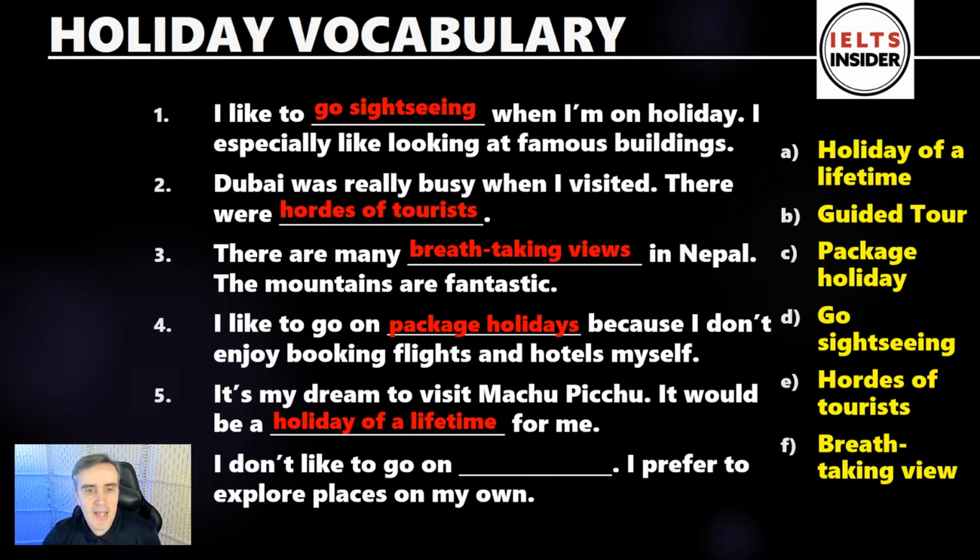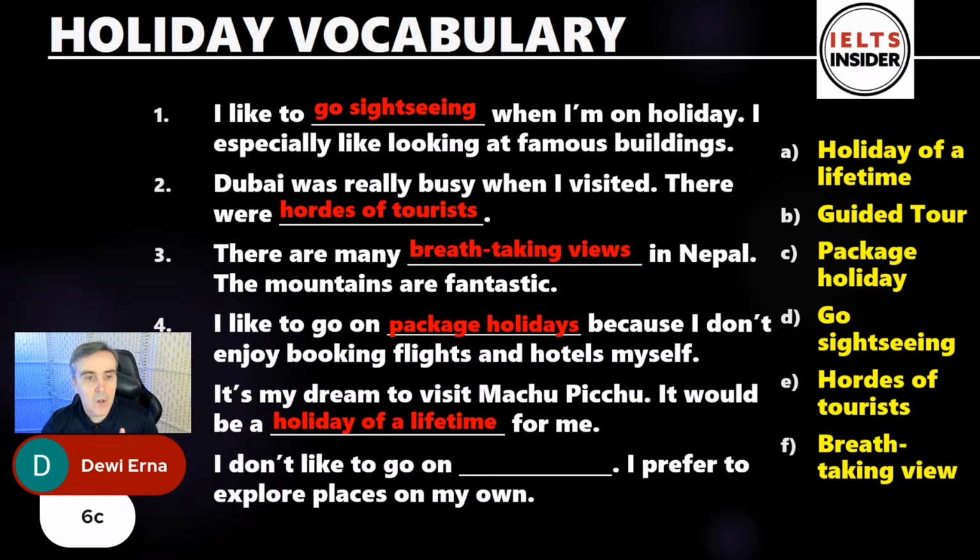So that leaves our last one. Number 6, I don't like to go on something. I prefer to explore places on my own. So let's see. Number 6, who's got this? Okay, I don't like to go on package holidays. That is possible as well, Dewi. That would make sense if we hadn't used it here. So that could be a possible answer, I think.